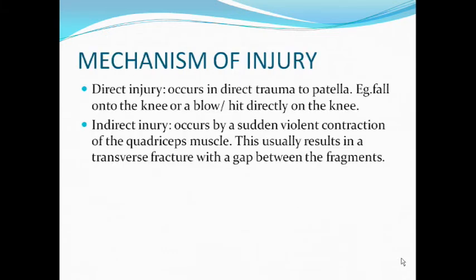Now coming to mechanism of injury. So there are two mechanisms. Either it can be direct injury or it can be indirect injury. So in direct injury, it occurs when there is direct trauma to patella. So whenever one falls over the knee or a blow is given or hit directly on the knee, then you call it direct mechanism.